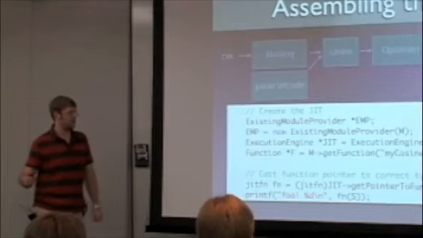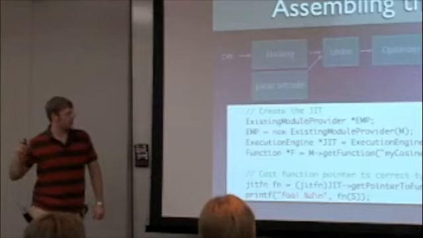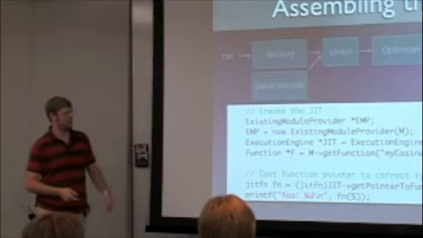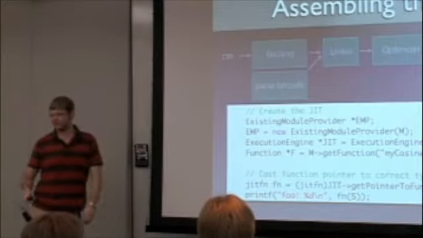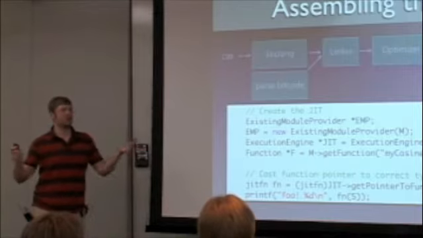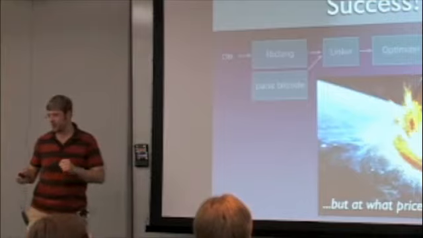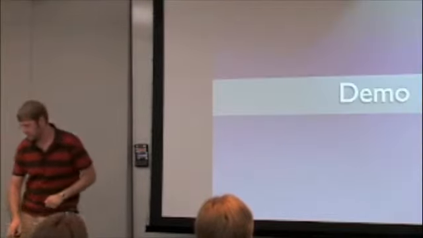Actually compute a cosine, as you'll see in a minute. And then we say get pointer to function, and we print the result, calling it with the value 5. So what could possibly go wrong with this? So we have a JIT, and now we have a demo. So I will try and get this working.